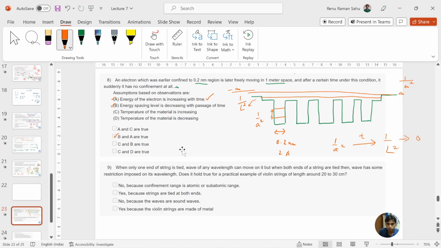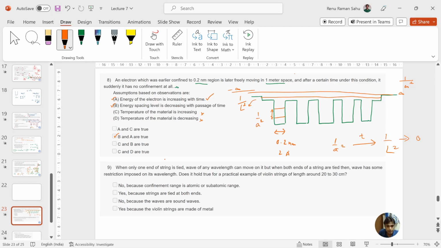Got it, sir. And in the last classes we saw, right, even all the energy levels can be filled when a certain temperature is reached. Those are statements about the equilibrium and statistics. So that way C and D are not the correct answers. Okay, sir. So what about the ninth question?